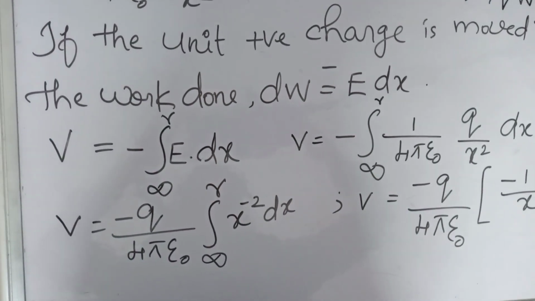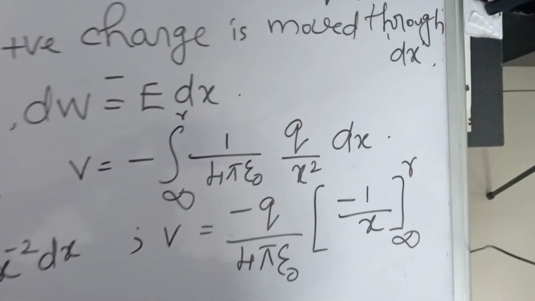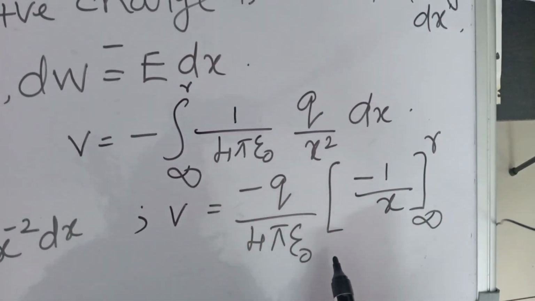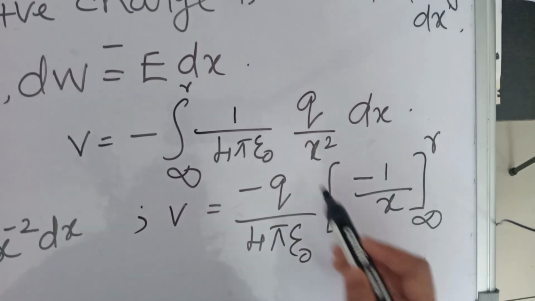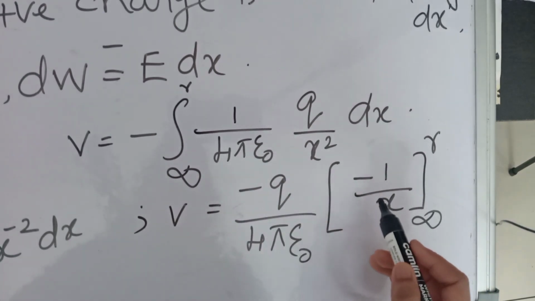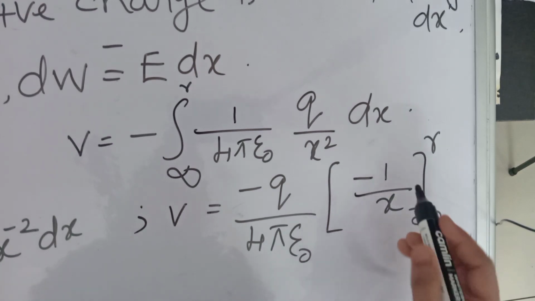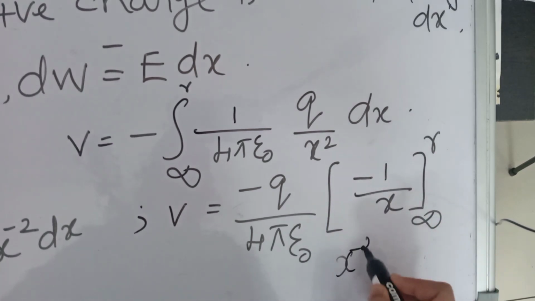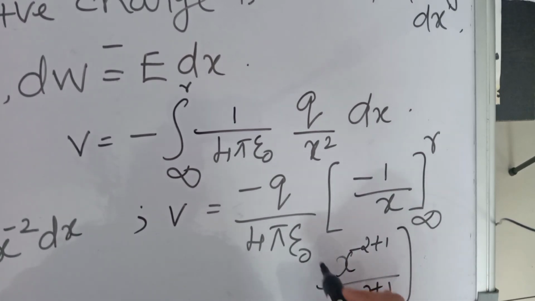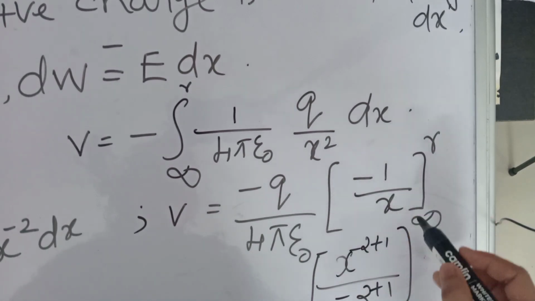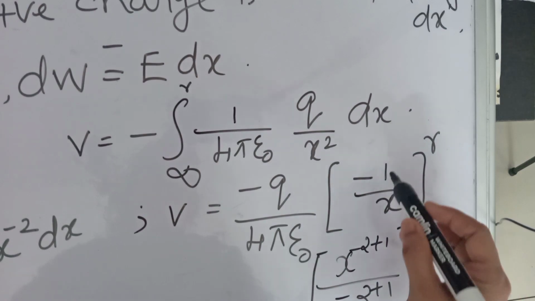And how we can write this x raised to minus 2? The same thing we can write again, that is V is equal to minus Q by 4 pi epsilon 0. Here no need to make any changes. Here only we have to do, because x raised to minus 2 means, how we can integrate that? X raised to minus 2 plus 1 divided by minus 2 plus 1 will come, right? This is the integral of x raised to minus 2. So what will be that? Minus 1 by x.